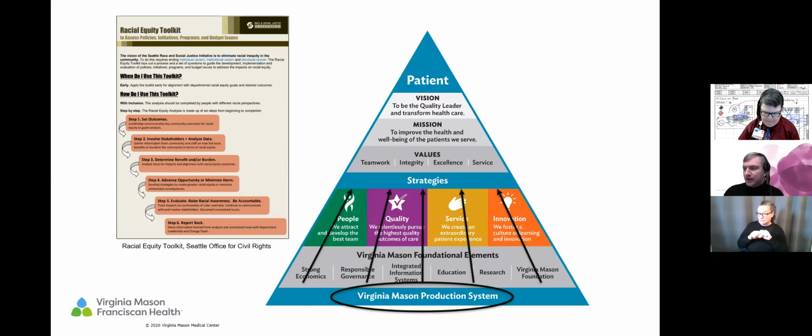If we could bake an equity lens into a management system, anytime we do our work, we're considering everybody's experiences and perspectives. As the organizational president at the time said, if we can bake equity into our management system, we can use it as a tool to dismantle inequities across our healthcare system, across our different strategies, and really look at most of our work with an equity lens.